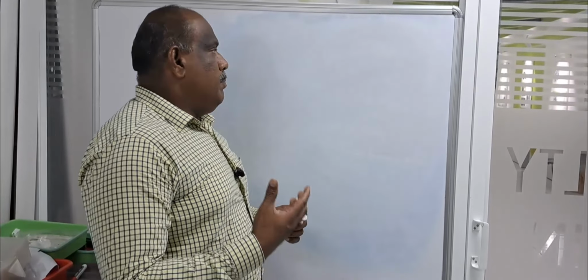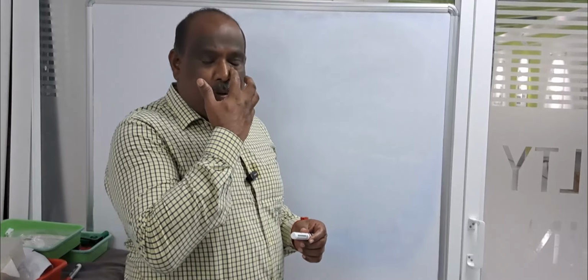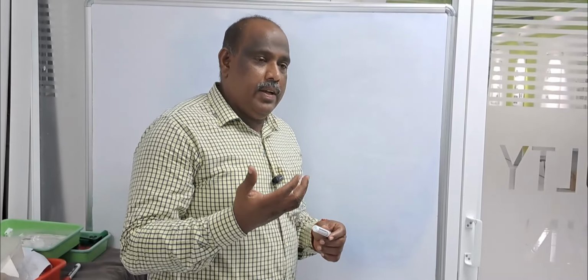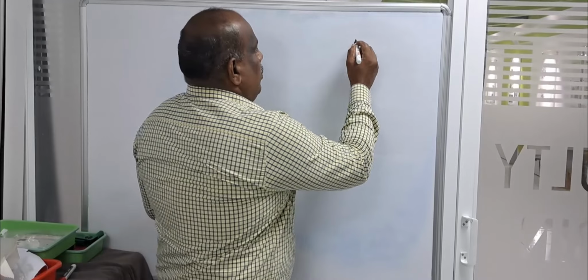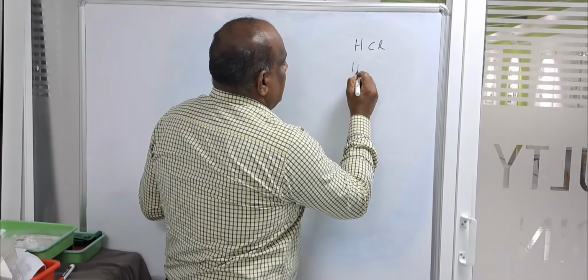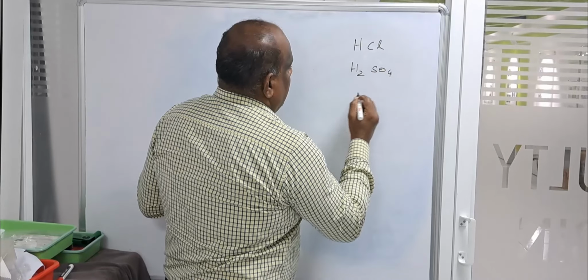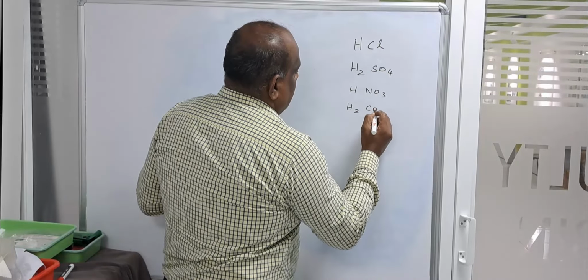Now, based on the valency of hydrogen, we are able to find the valency of the nitrate group, NO3. We are able to find the valency of the carbonate group, CO3, the sulfate group, SO4, and chlorine, etc. Now I am just writing the formulas: H2SO4, HNO3, H2CO3.